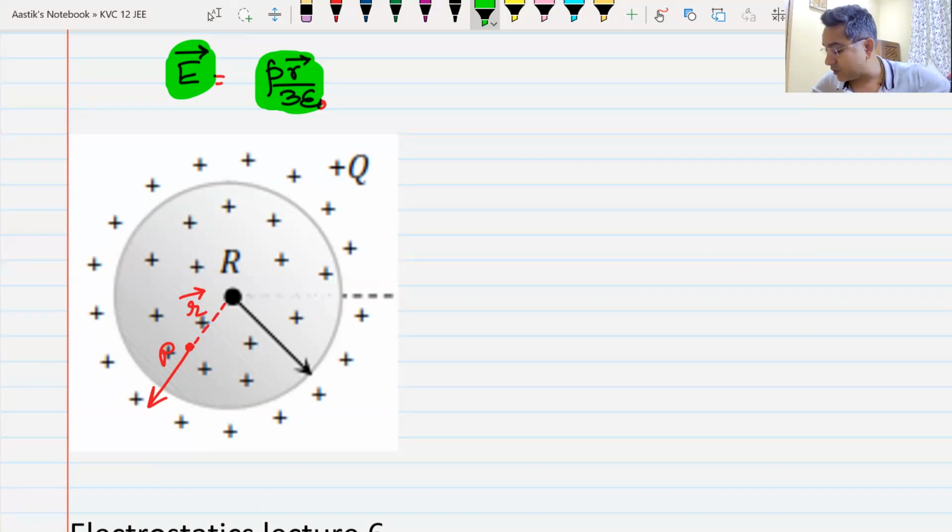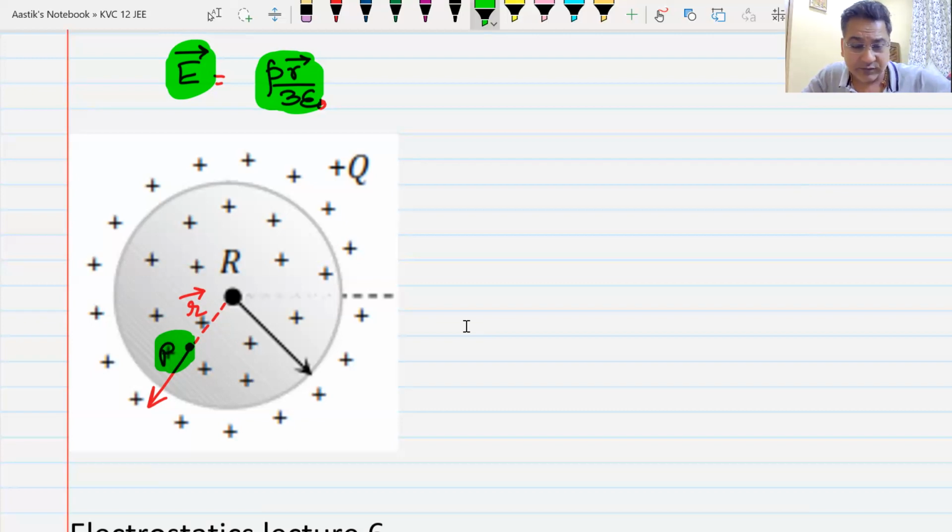So if this is the point P where you are supposed to find out this electric field, it will go radially outward from this point. If the point is somewhere else, again it will go radially outward, and this r vector is the radius vector drawn from the center of the sphere towards this point. Do we understand this? Yes, sir. Since we understand this, then we can move ahead and solve this problem.